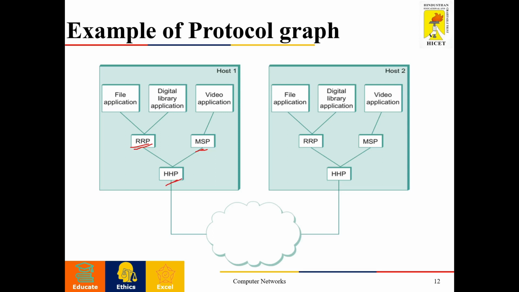Suppose that the file access program on host 1 wants to send a message to its peer on host 2 using the communication service offered by RRP. In this case, the file application will be asking the RRP to send the message on its behalf. In this way, the message will reach the destination. To communicate with its peers, RRP will be invoking the service of HHP, which in turn transmits the message to its peers on the other machine. This is the actual way the message is passed to host 2.